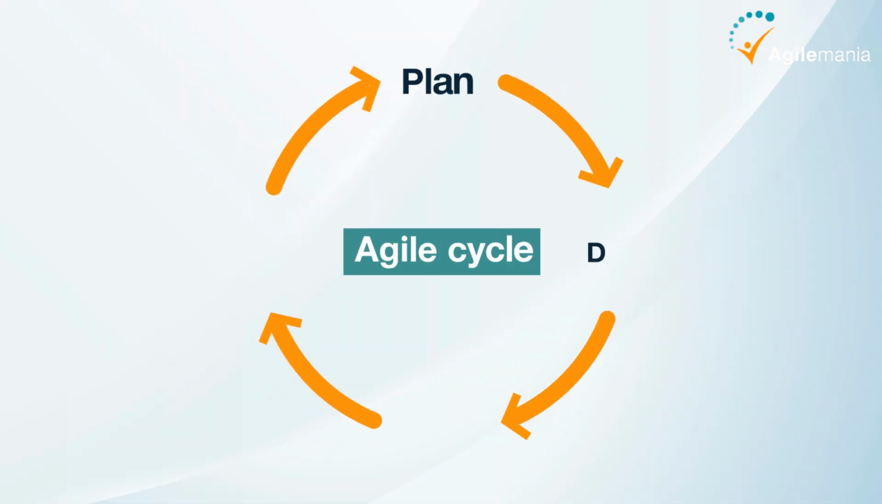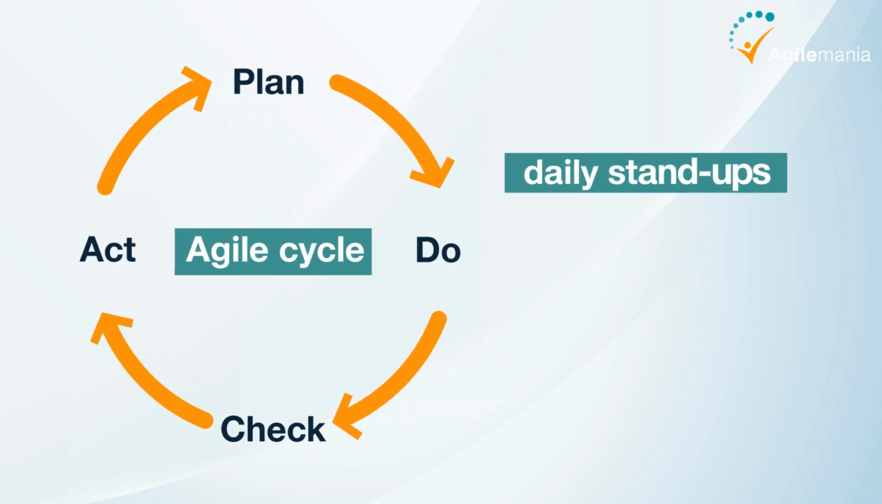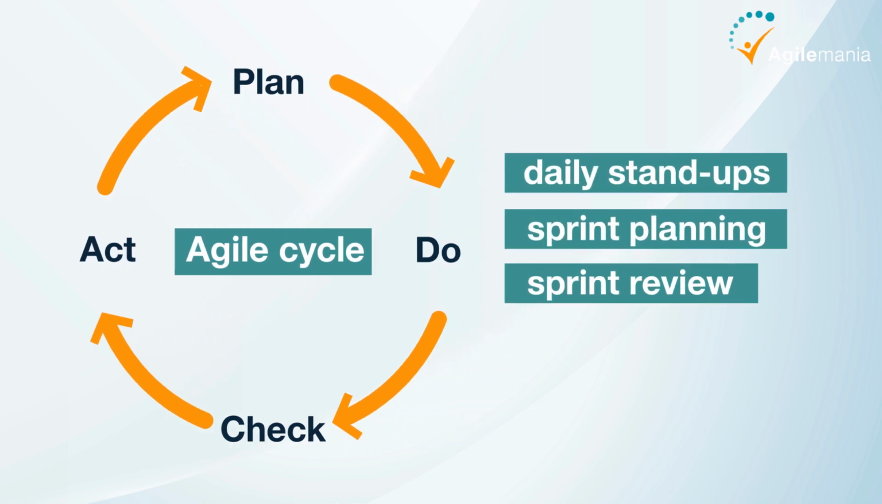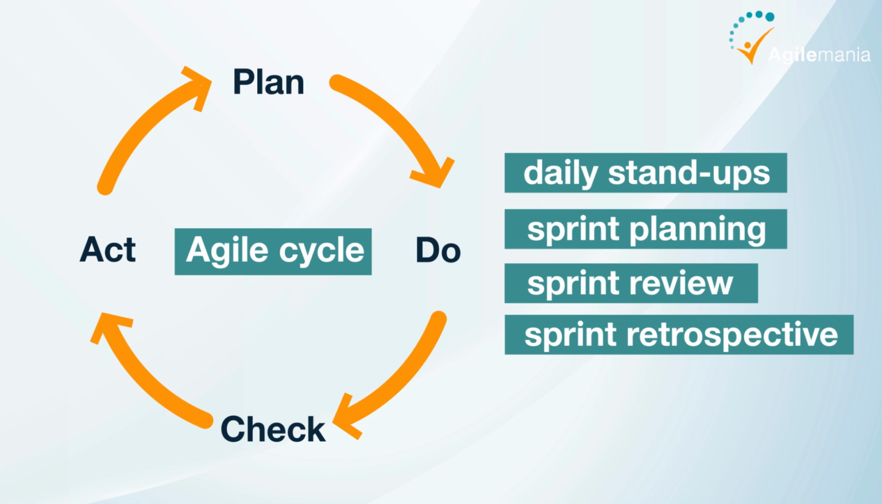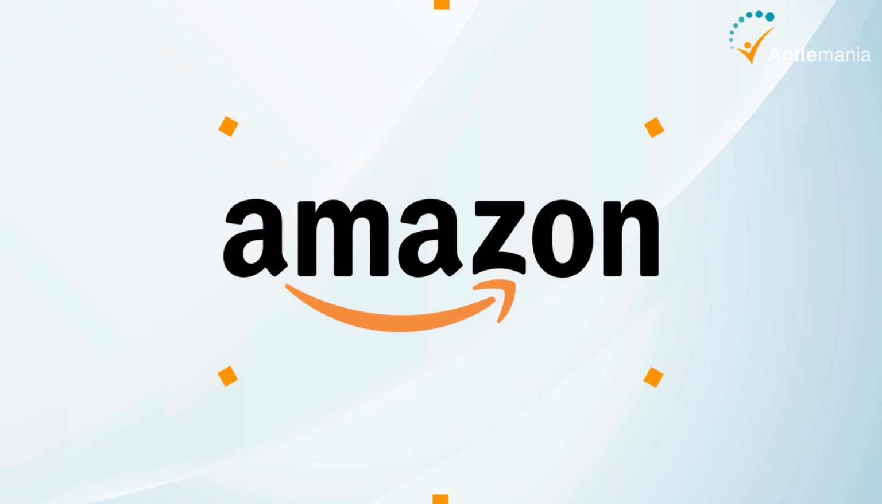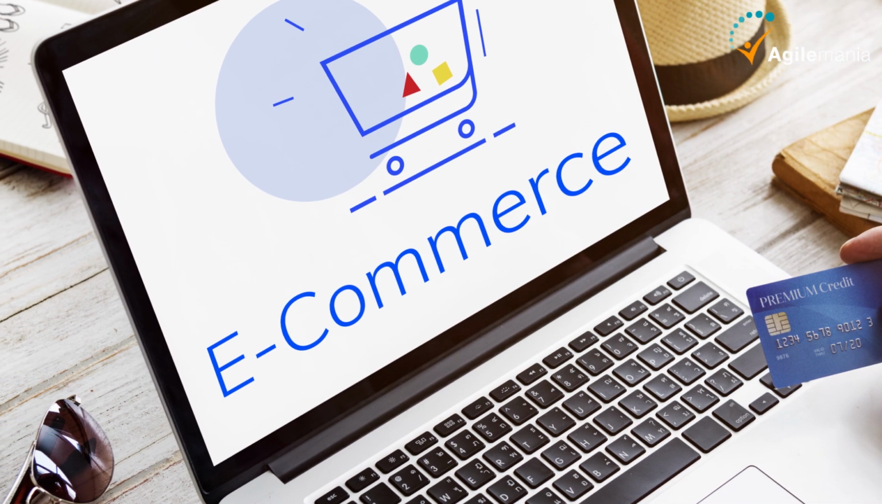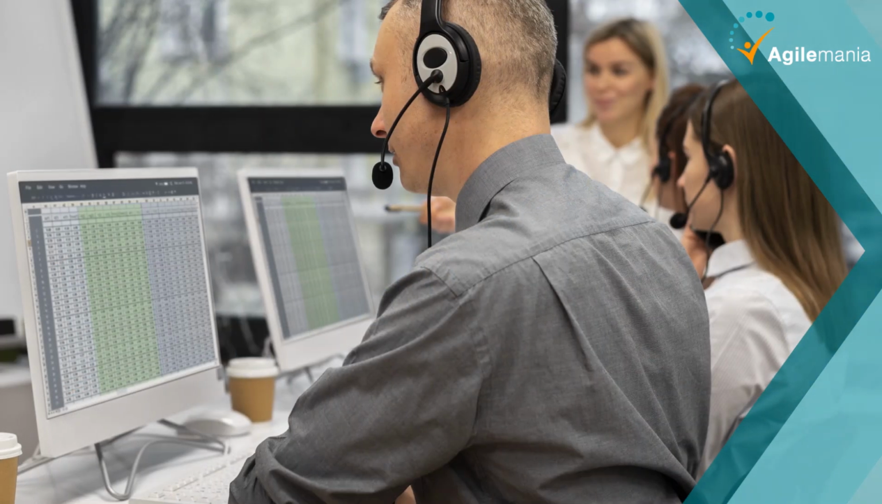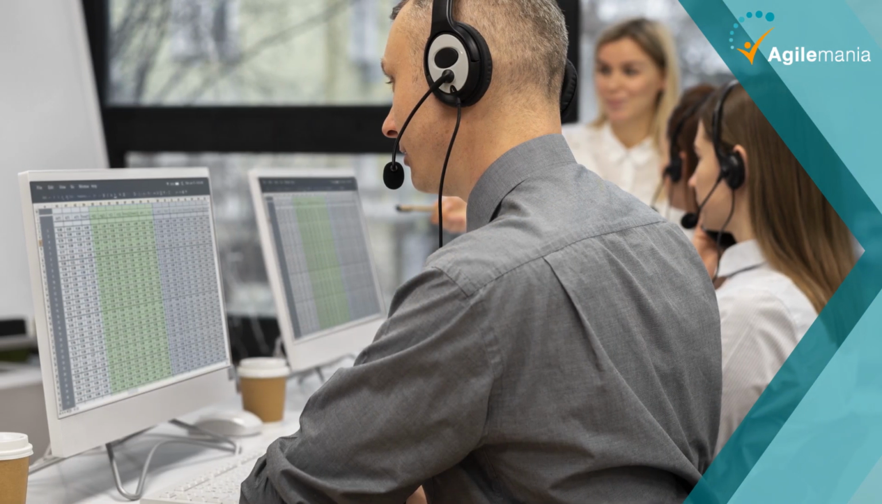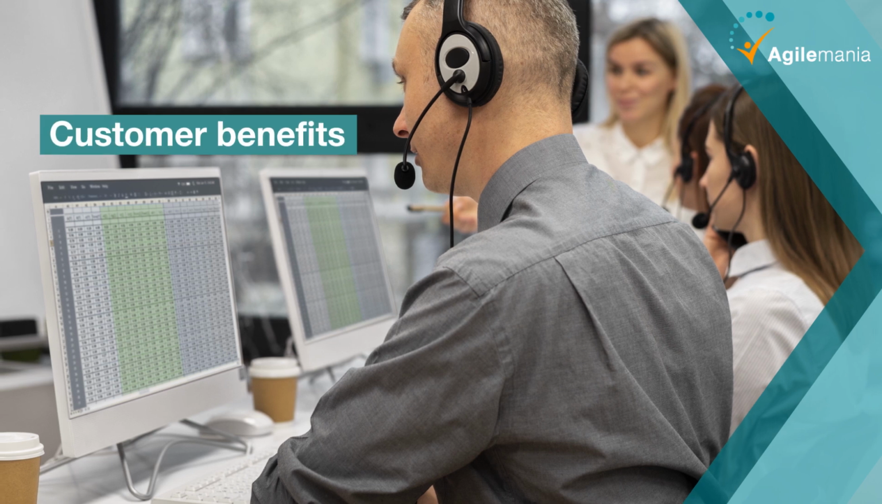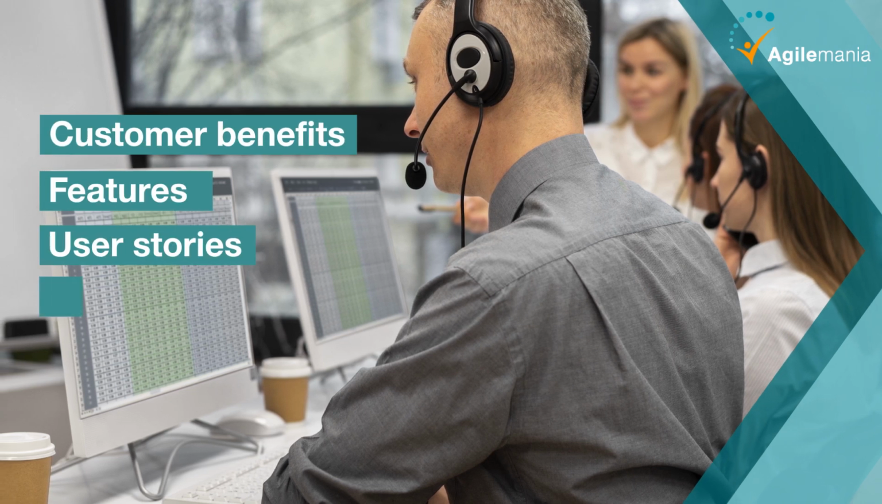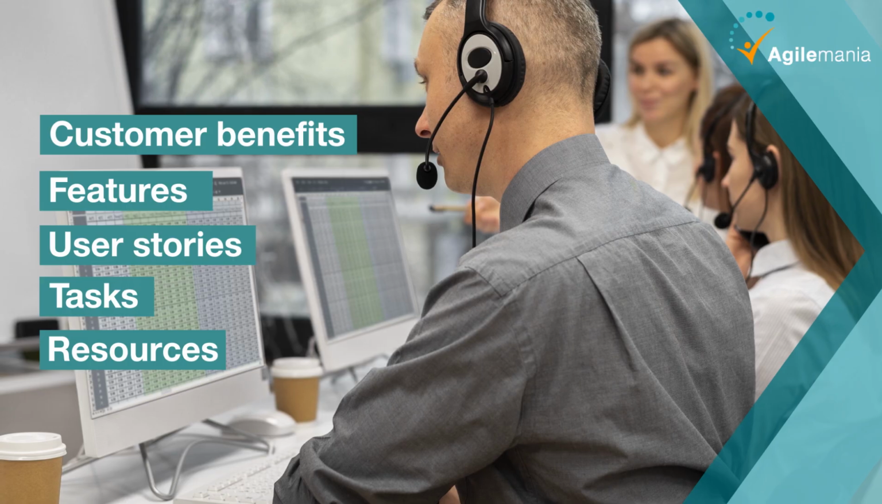You can use the Agile cycle of plan, do, check, and act to guide your work. You can also use Agile ceremonies such as daily stand-ups, sprint planning, sprint review, and sprint retrospective to coordinate and improve your work. One of the examples of this is Amazon, an e-commerce company, uses a process called working backwards to plan their projects. They start by writing a press release for the product they want to launch, then work backwards to define the customer benefits, features, user stories, tasks, and resources needed to deliver it.